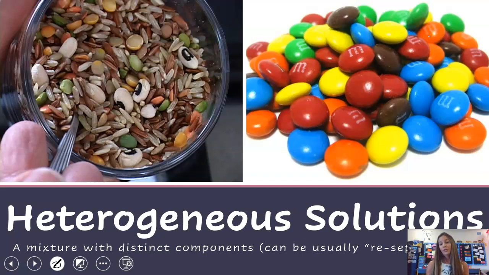You can typically re-separate something like that out, but also, when you look at it, you can tell that it's many different components. And that is all for your video notes.